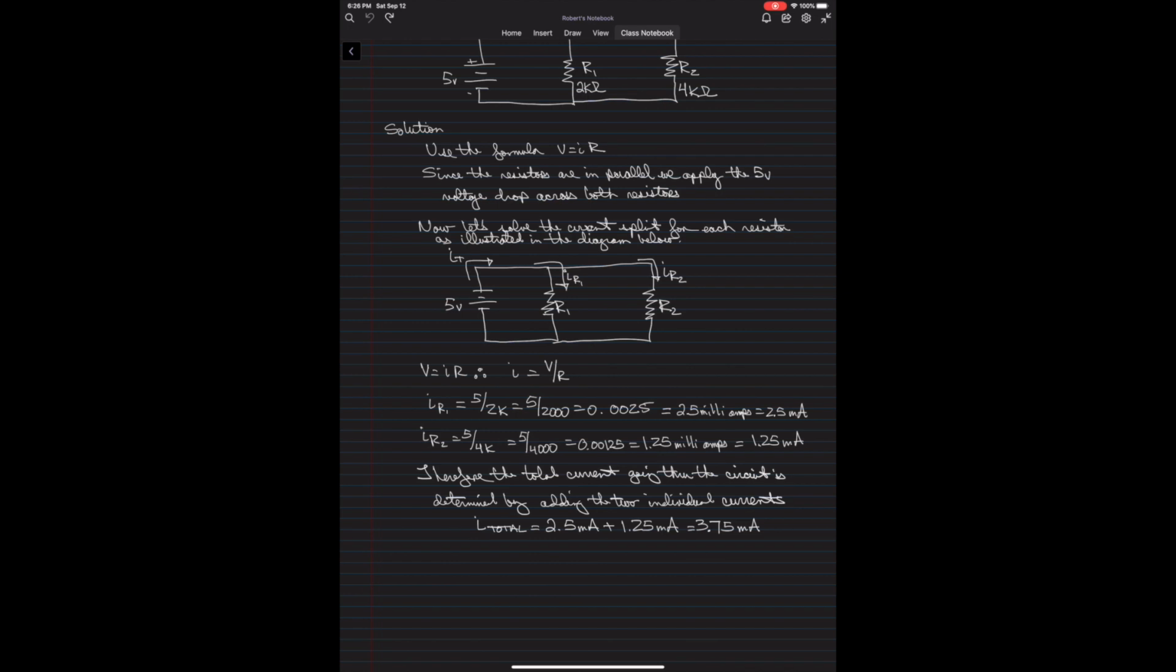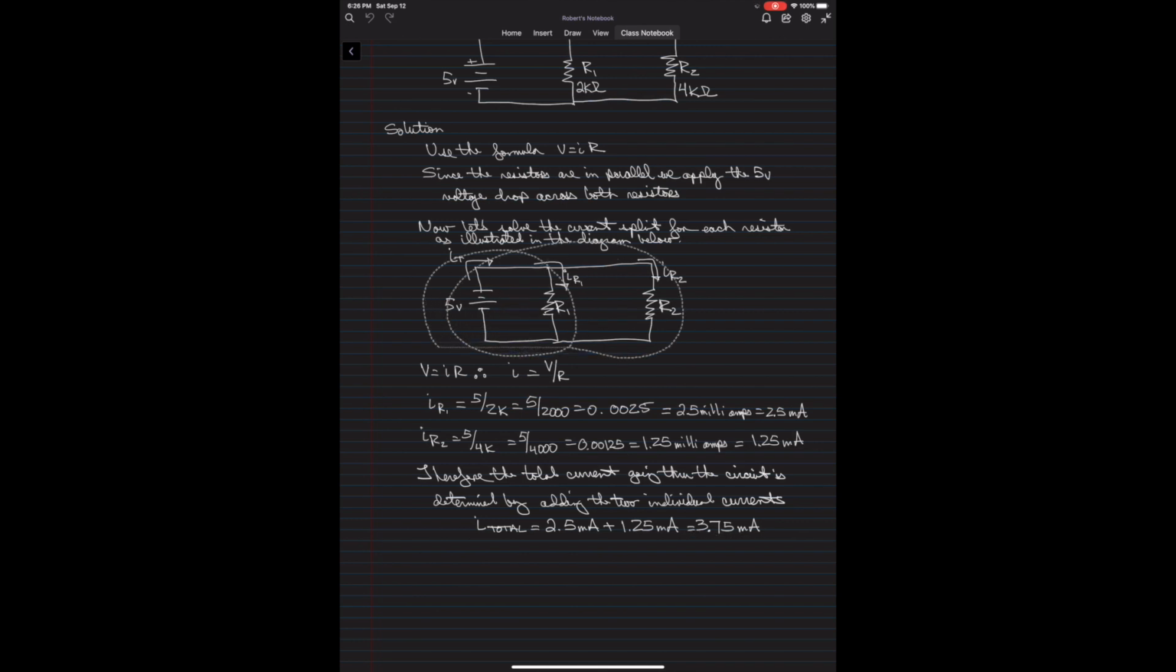Okay, so therefore, the total current that's going through the circuit is determined by adding the 2 individual currents. So I know the current going through one resistor, I know the current going through the other resistor. If I add those up, I get 3.75 milliamps. So in other words, the current coming out of the battery is 3.75 milliamps. Part of that gets split over here, part of that gets split over here, and then they both get recombined at this point right here. So at this point, it's going to be 3.75 milliamps.